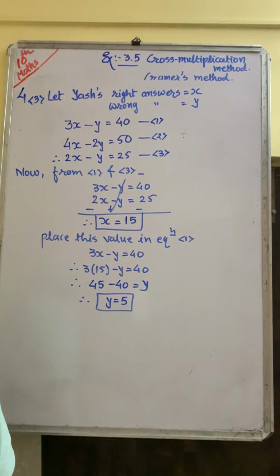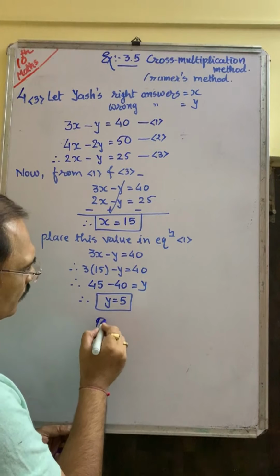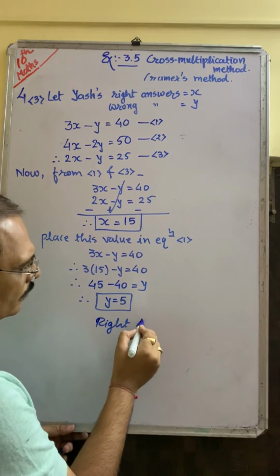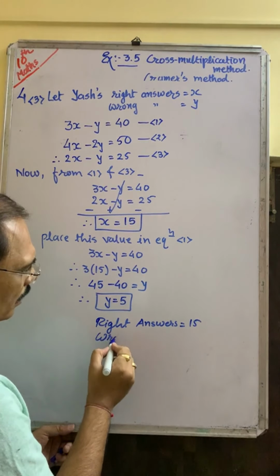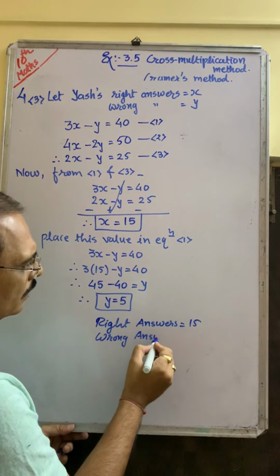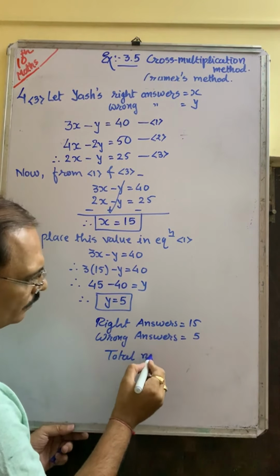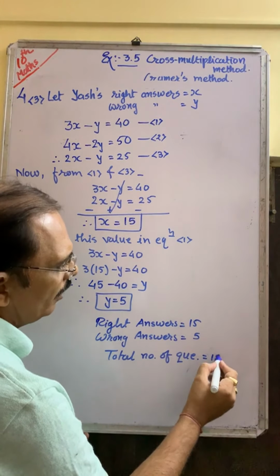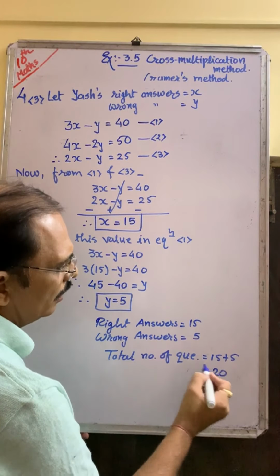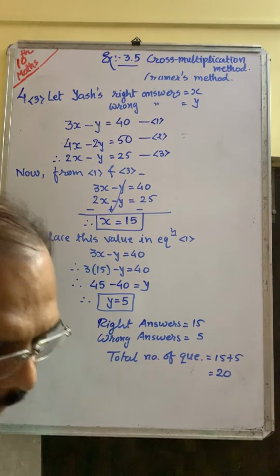So question is, how many questions were there in the test? See, right answers 15 and wrong answers 5. So total number of questions in the test is 15 plus 5, total 20. 20 is your answer. Okay, got it?